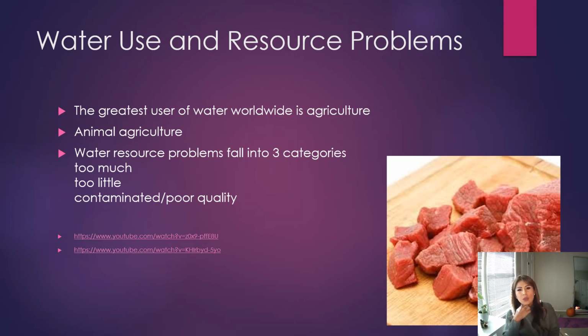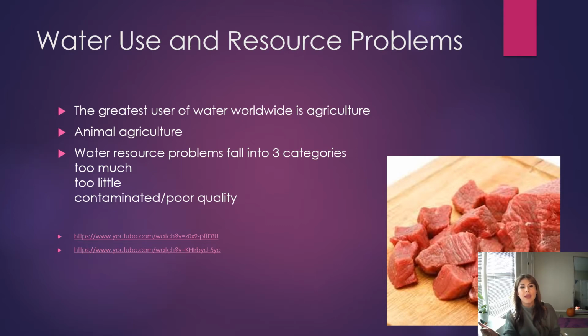And so a great user of water worldwide is agriculture. It's specifically animal agriculture, and I think I've driven this point home pretty well this semester. Animal agriculture is probably one of the worst things to the environment. And you know, there's a lot. You can't really just blame one thing and not the other, but animal agriculture is extremely harmful, and the types of agriculture are extremely harmful.